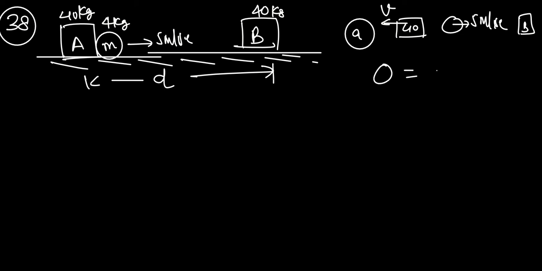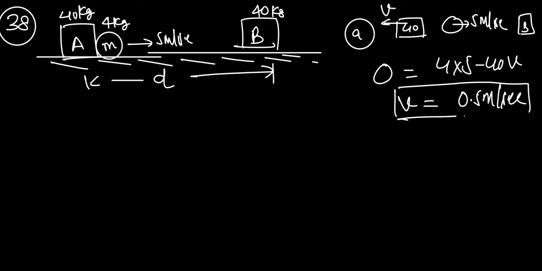That is 4 into 5 minus 40 into V equals 0. So V will be 0.5 meter per second. This is the speed with which A will bounce back. Now let us go to part B.